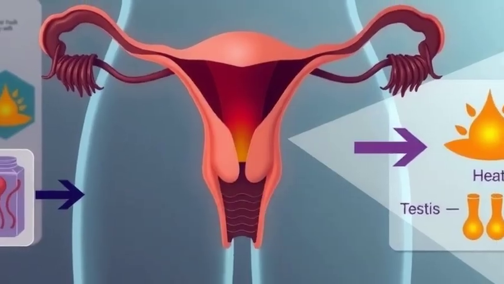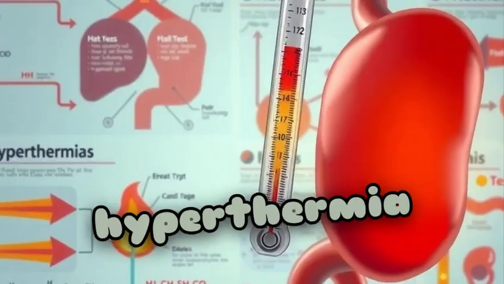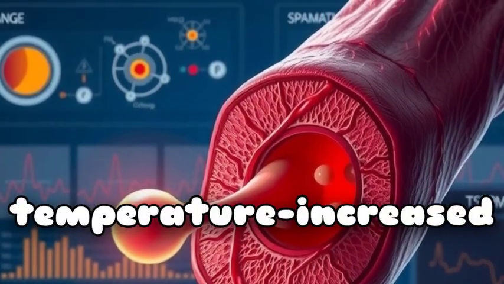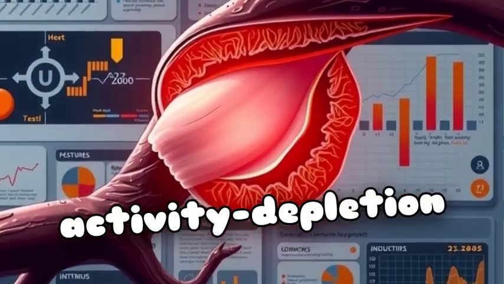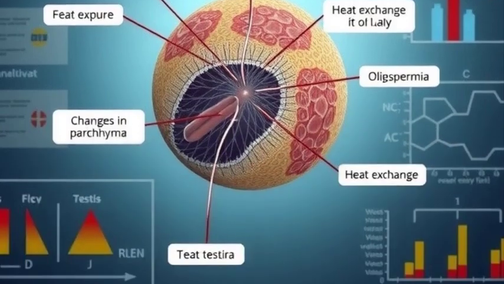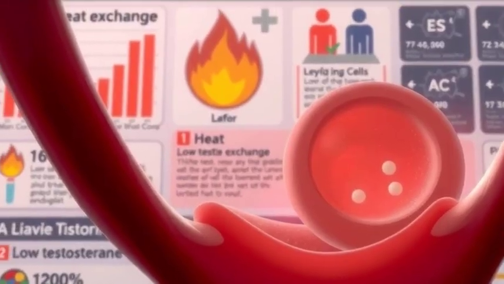Varicocele and subfertility. Altered heat exchange mechanism leads to stagnation, hyperthermia, inhibition of spermatogenesis. Increased temperature, increased metabolic activity, depletion of glycogen storage, injury of the parenchyma of the testis, oligospermia. Neuralgia, Leydig cell dysfunction, low testosterone.